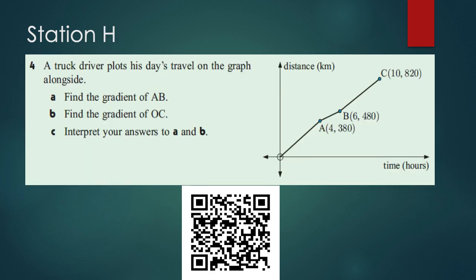All right, so a truck driver plots his day's travel on the graph. Find the slope of AB, and then find the slope or gradient of OC, so that's going to be the origin to C, and interpret the answers. What does that mean? If you look at the graph, he's got distance and then time in hours. So let's first just look at A and B, and then we'll talk about what it means.